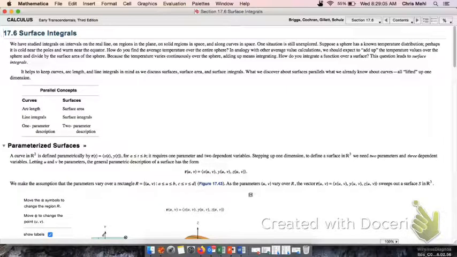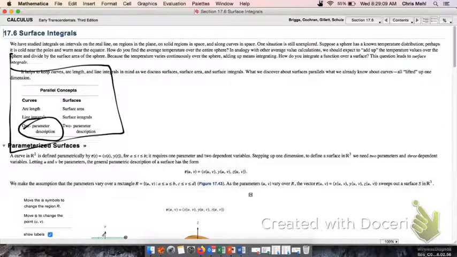And we've got some parallel concepts. If you look in the box here, so I'm just looking at the textbook, when we talk about curves, we can do things like find arc length. We can use line integrals to find the area of a curtain, or we can calculate line integrals of a vector field over a curve to do things like work, circulation, flux. And of course, parameterizing a curve, there we can always find a one parameter description in terms of t.